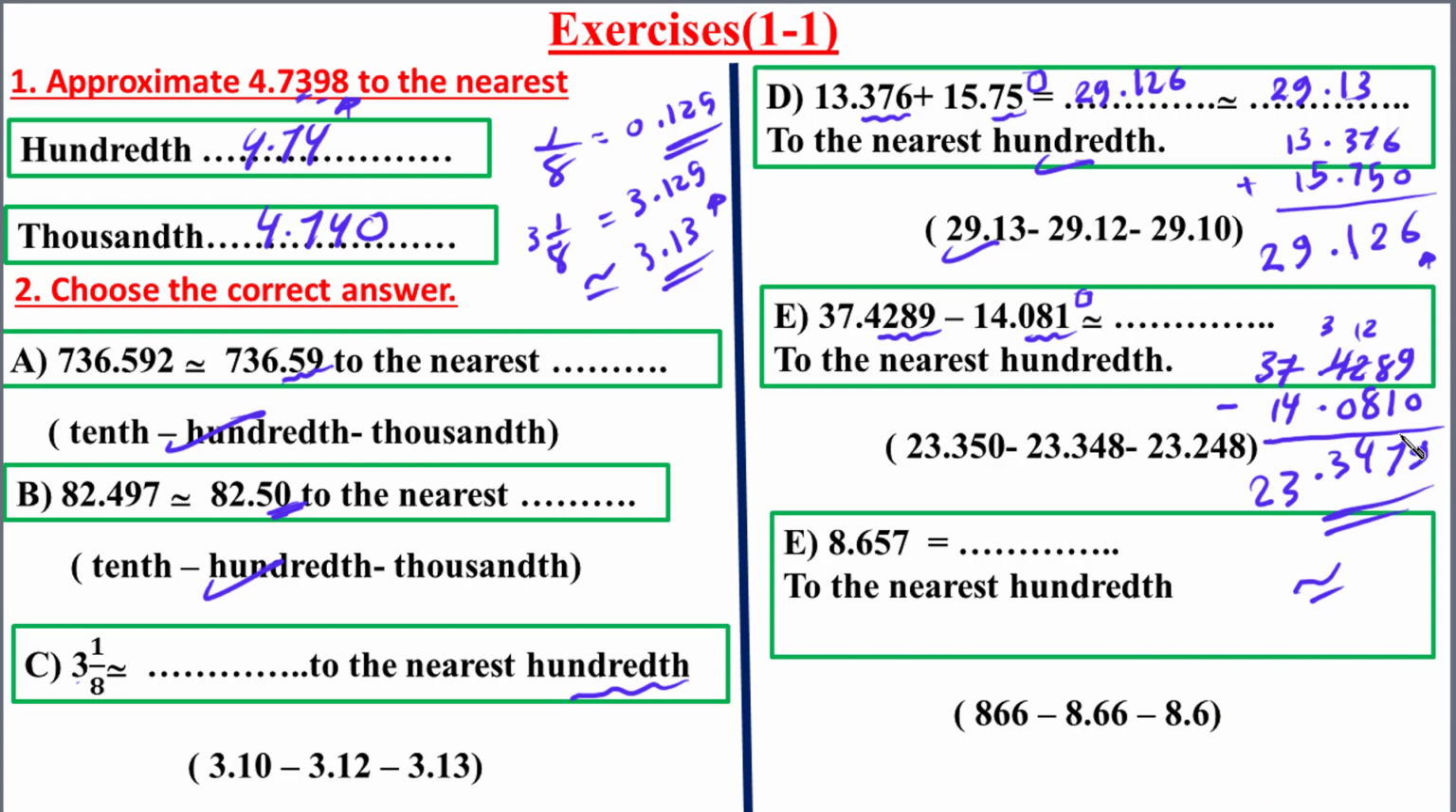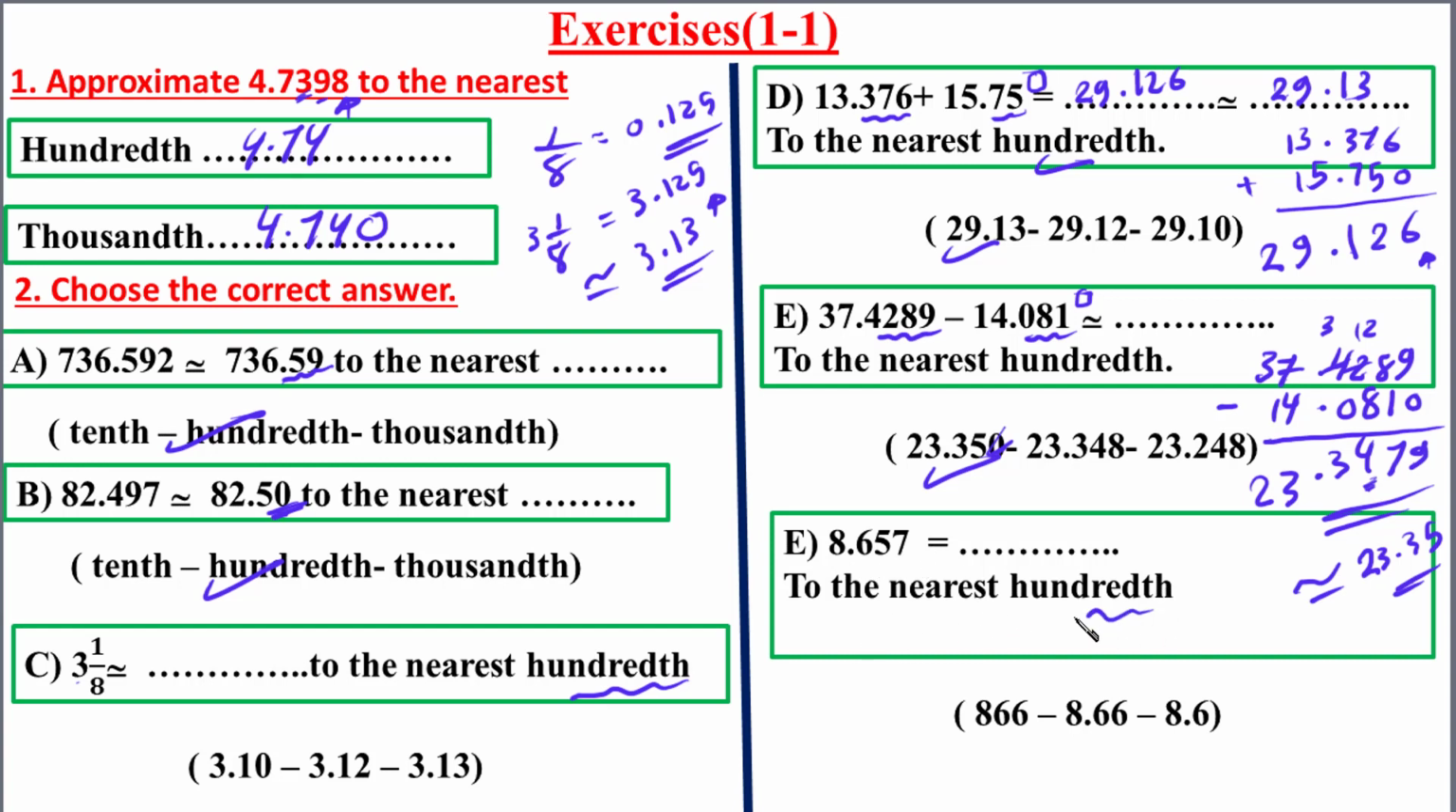Look at the thousandth place, it is 7. So the hundredth place, which is 4, will increase by 1, it will be 5, and leave out all the digits to its right. We have here 23.35. 23.35, which is here. 23.35. We can delete the 0 here, by the way.